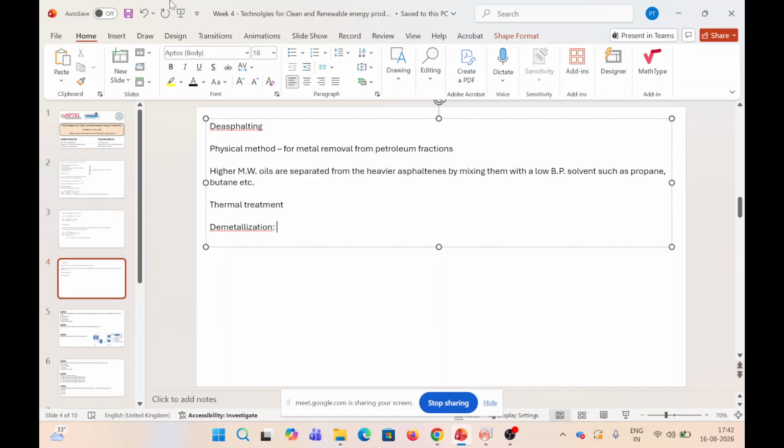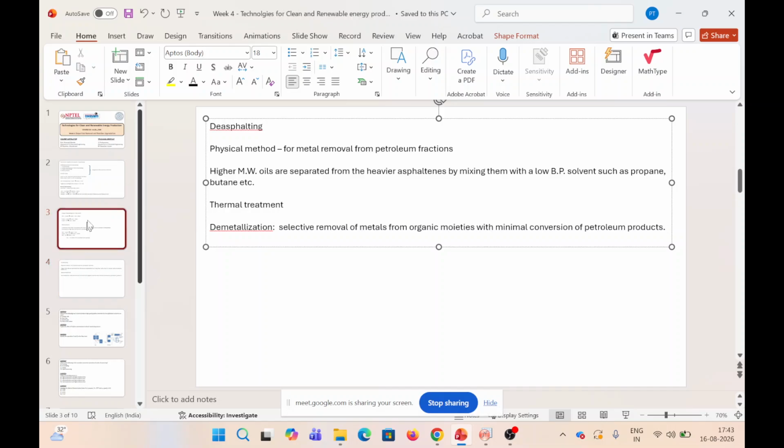In case of thermal treatment, you have two different processes. One is coking and another one is called visbreaking. These two methods we will be discussing soon. So I'll just write for demetallization. This is the process of demetallization. The thermal treatment processes, visbreaking and coking, we will come to when we talk about the residual oil concept. So till here we have this impurities removal concept.